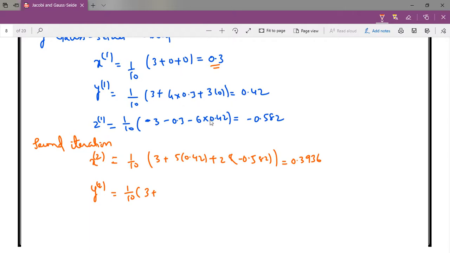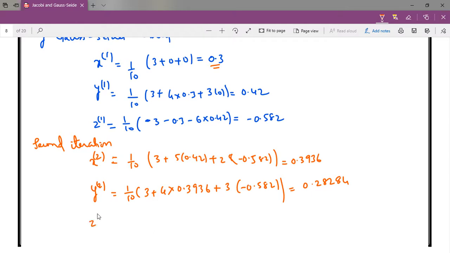Similarly the second iteration for y is 1 by 10 into 3 plus 4 x. Here 0.3, that is x1, was used earlier; instead of x1 we are going to use x2 now, so that is 4 into 0.3936 plus 3 into z1 as it is, minus 0.582. So this gives 0.28284.